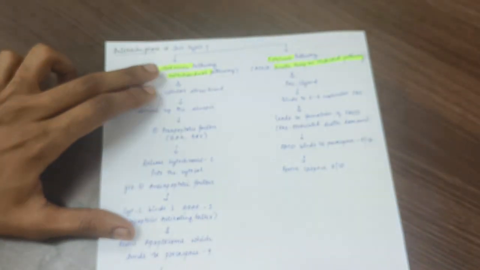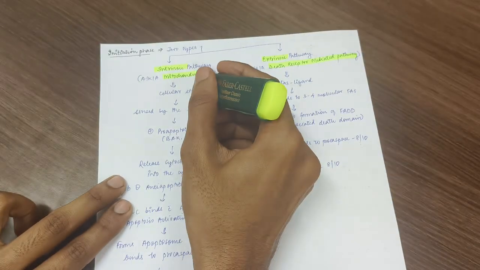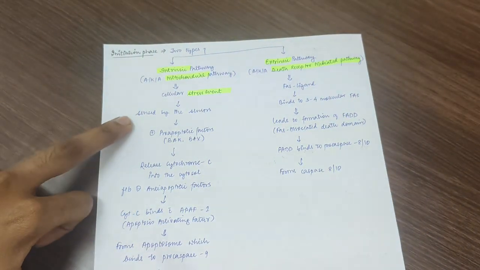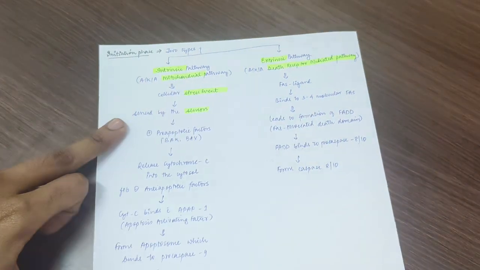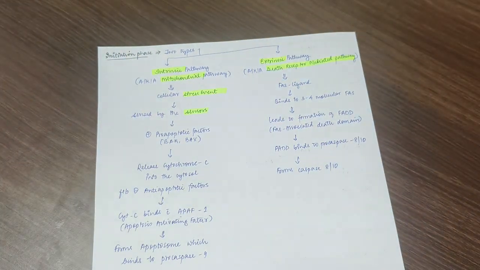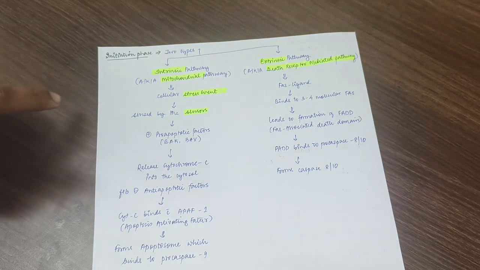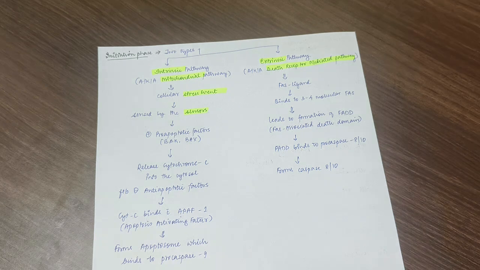In the intrinsic pathway, there should be some stress event. Because of the stress event, that will be sensed by the sensors. Which are the sensors? I told you, repeat. BIM, BID, BAD, NOXA, PUMA. These are the sensors. You are going to write it there. I have not written it here, but you are going to mention it. So it is sensed by the sensors.